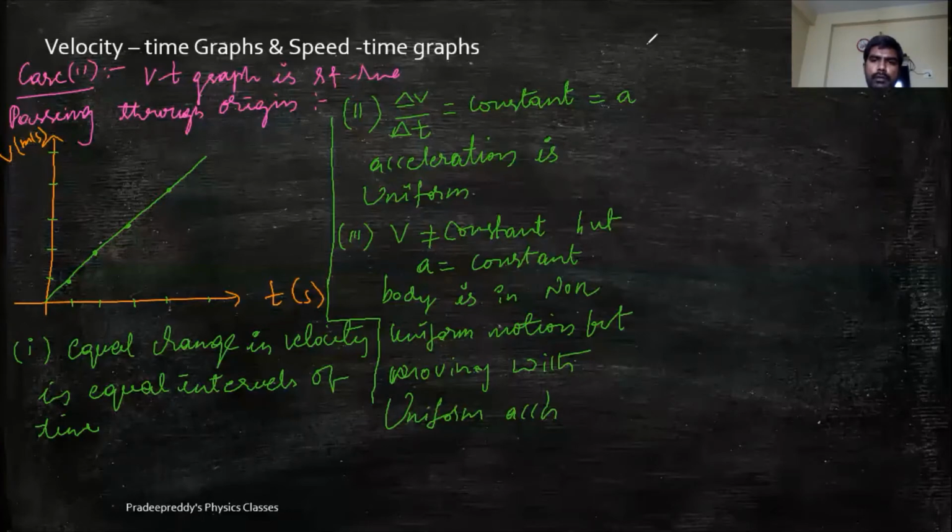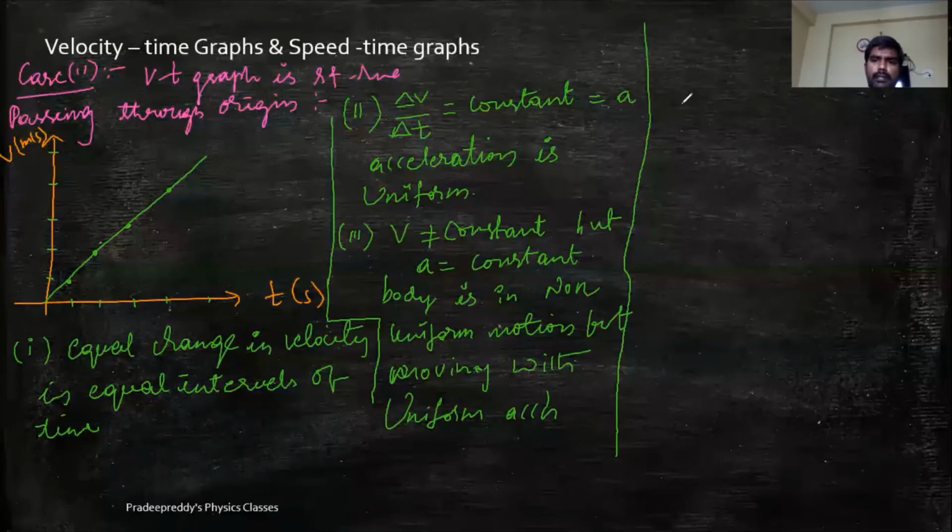Body is in non-uniform motion, but it is moving with uniform acceleration. Acceleration is constant, but body is in non-uniform motion. So remember that only if velocity is constant, it is uniform. If velocity is not constant, definitely it becomes non-uniform motion. And this non-uniform motion is in such a way that acceleration is constant. Okay, that is case 3.